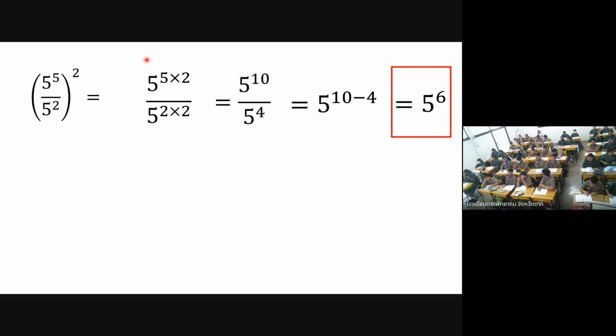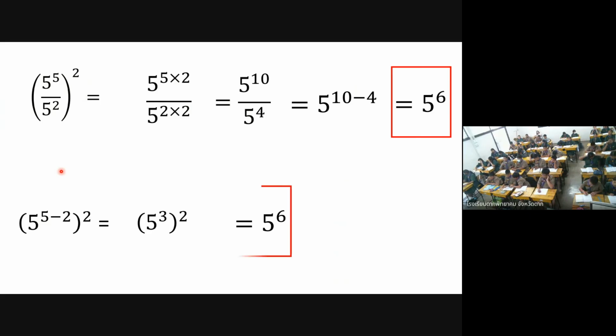Or, again, we can simplify this. Again, this is the rule, right? We can simplify the parenthesis. 5 to the power of 5 over 5 to the power of 2 we can simplify as 5 to the power of 5 minus 2, since the bases are the same. And then we're going to have 5 to the power of 3 to the power of 2, which is 5 to the power of 6. Again, you can distribute the power first, or you can simplify the parenthesis first. Remember, this is the fifth rule that we're studying.